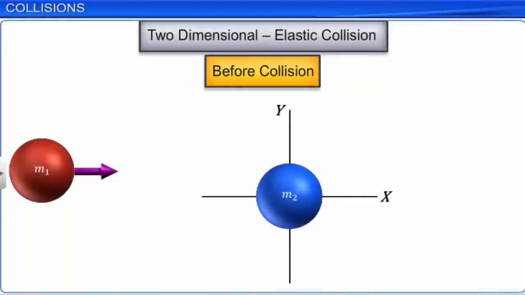Consider an elastic collision in 2 dimensions, where a body of mass m1 with velocity u1 along the x-axis collides elastically with a body of mass m2 at rest. This implies that the velocity of m2 before collision, u2, is 0.